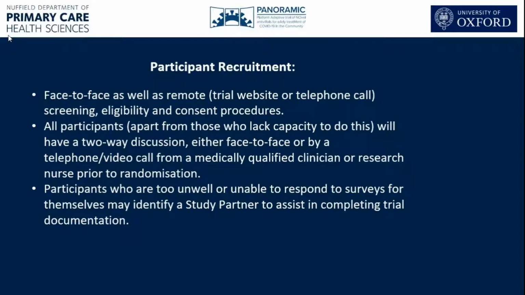As with Principle, if participants are too unwell or unable to respond to surveys, they can identify a study partner who can assist them with answering any questions.